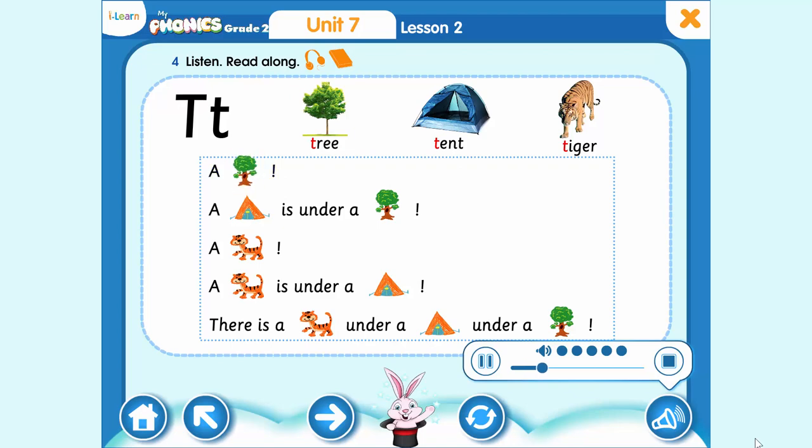A tree. A tent is under a tree. A tiger. A tiger is under a tent. There is a tiger under a tent under a tree.